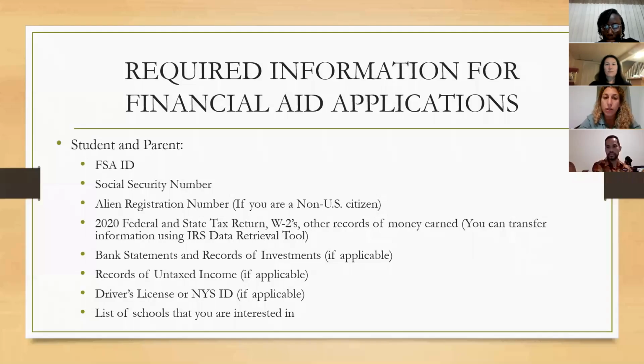A green card holder, a non-US citizen, will need their alien registration number, which is on their green card. You're going to need your 2020 federal and state tax returns. So that's from the 2020 year, and any other records of money earned. You'll need, and this is only if it's applicable to you, bank statements or records of investment, if you have that. If you have any other untaxed income, you'll have to bring that.